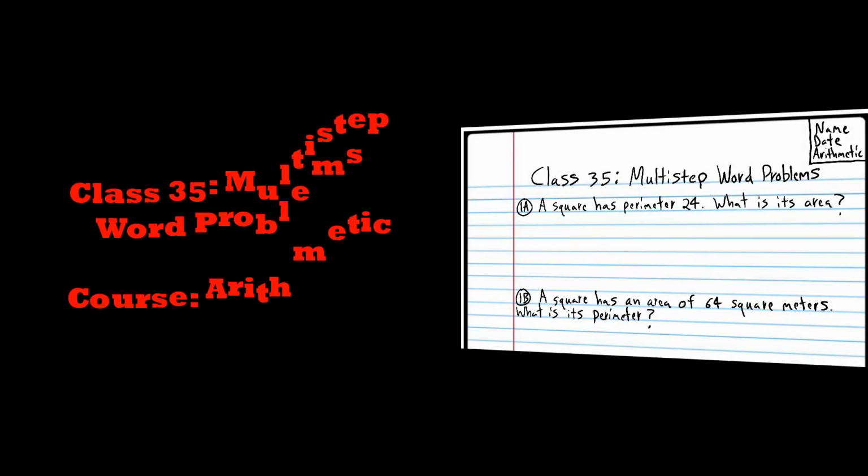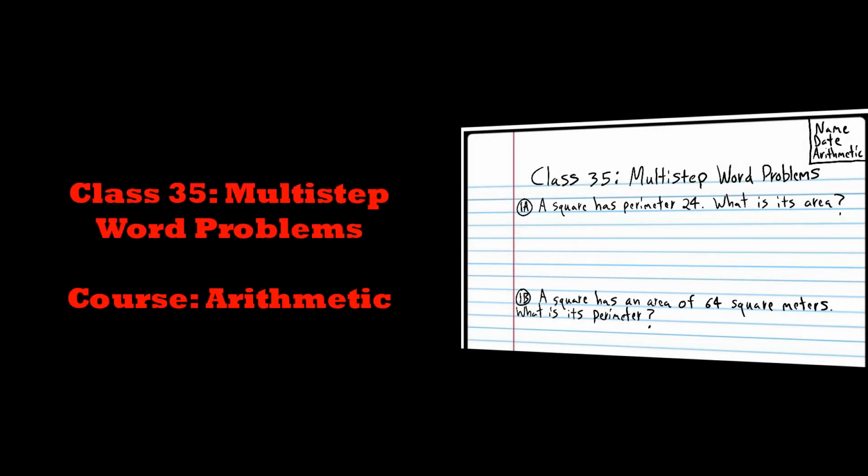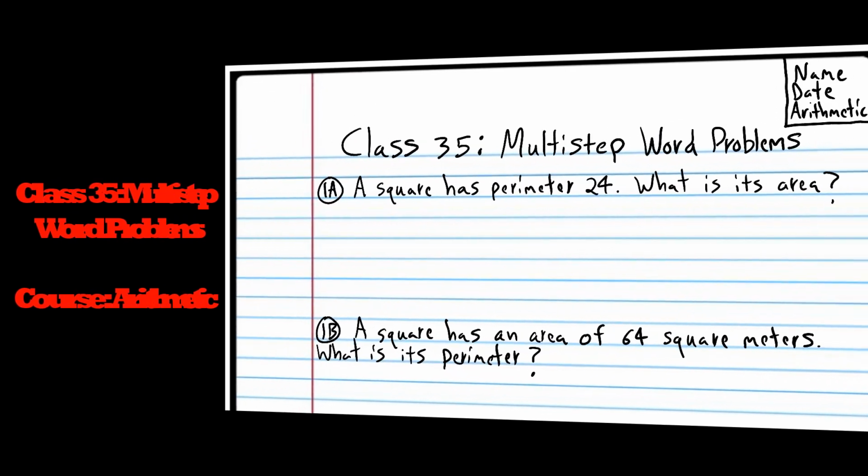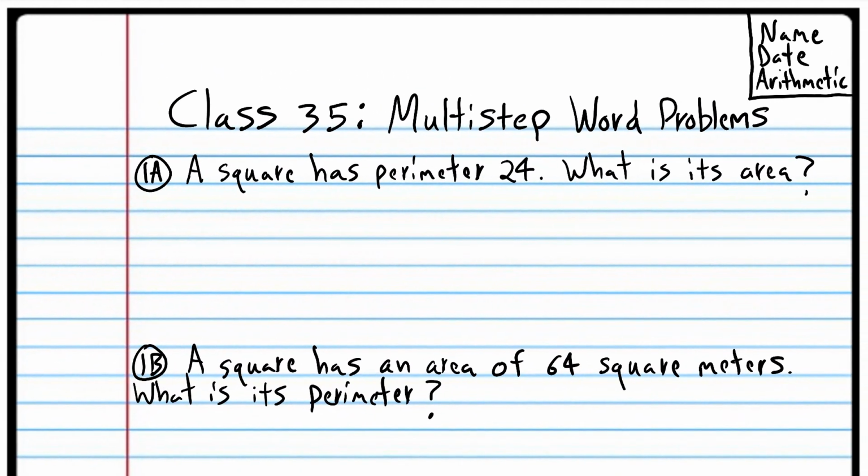This is class 35 of my arithmetic course. Today we're going to learn multi-step word problems. Most of the word problems that we've done in this course so far are one-step word problems, because this is a beginning course, and the purpose of the course is to teach you the basic algorithms for addition, subtraction, multiplication, and division of whole numbers, decimals, and fractions.